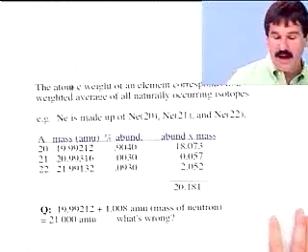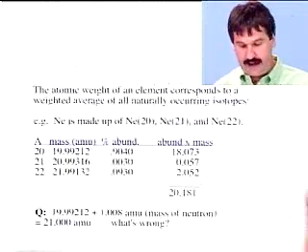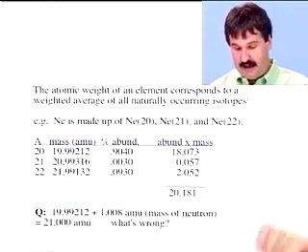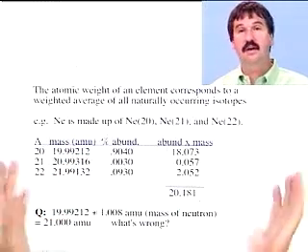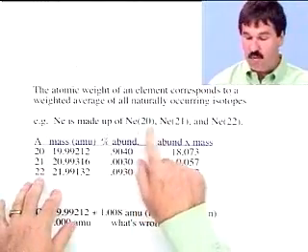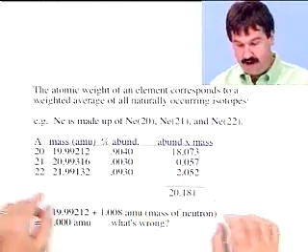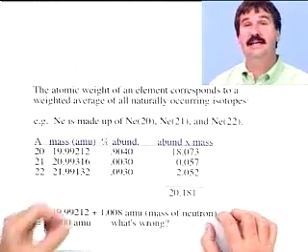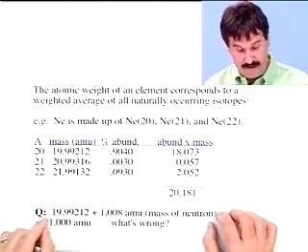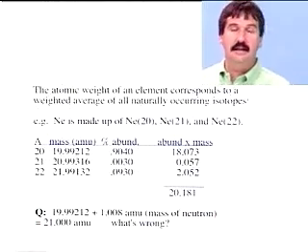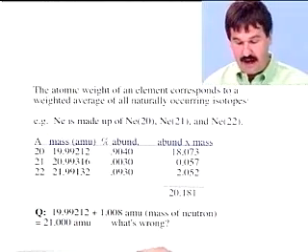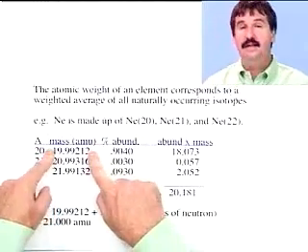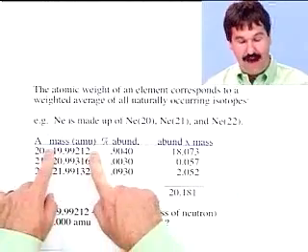Okay, so if you actually had to do a problem, what it might look like is this. Atomic weight of an element corresponds to the weighted average of all its naturally occurring isotopes. Let's talk about neon. Neon exists as neon 20, 21, and 22. The dominant form of neon is neon 20. Okay, and again, what separates these guys is the number of neutrons, right? So you want to figure out the atomic mass for neon, and you've got to take the weighted average of those isotopes.